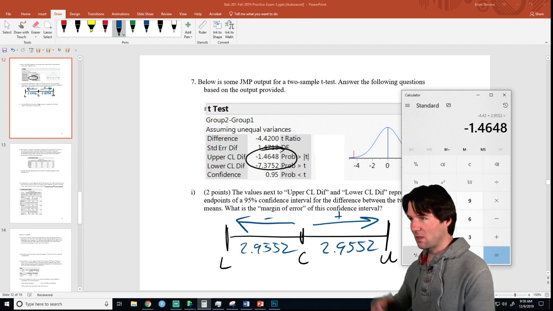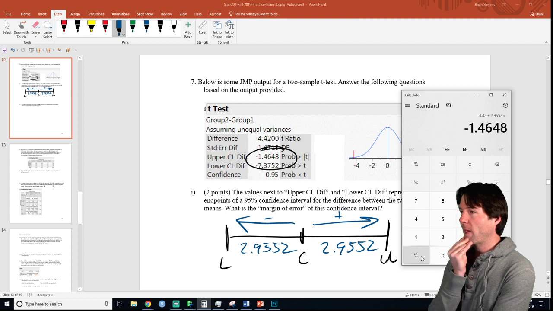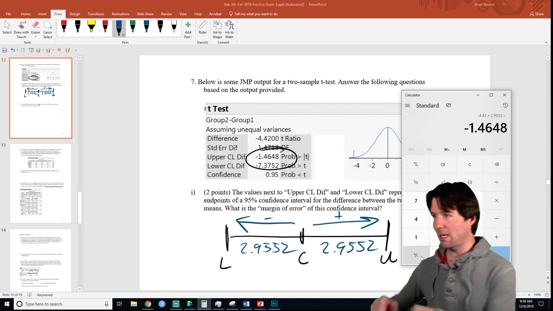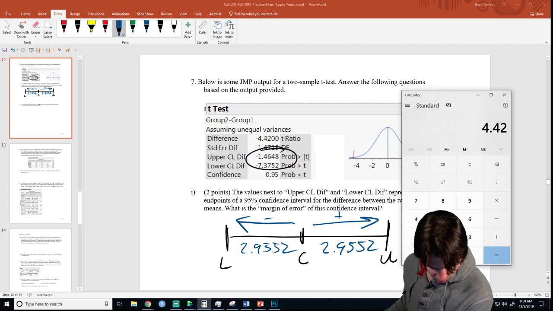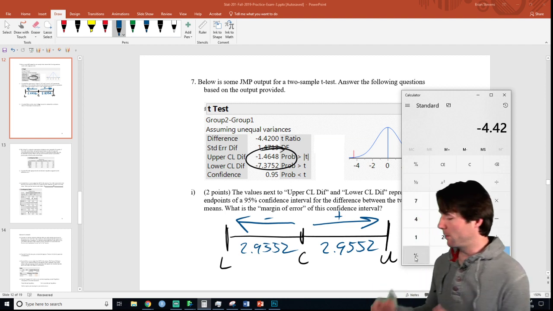I want to make sure people see this. Does everyone see how I double checked my answer right here? I'm like, okay, if that's the margin of error, that number that's in the center, I should be able to add and subtract to it. So I can take right here and do the same. I can do 4.42, and I'm going to put the negative on there just to make sure this is correct. And then I'm going to subtract from it.